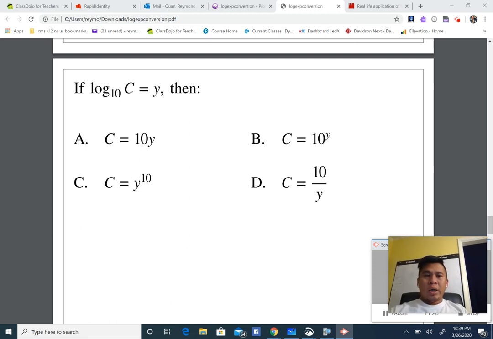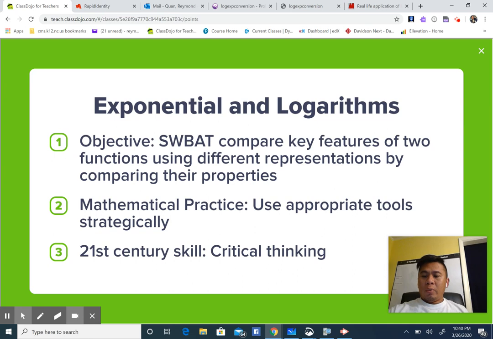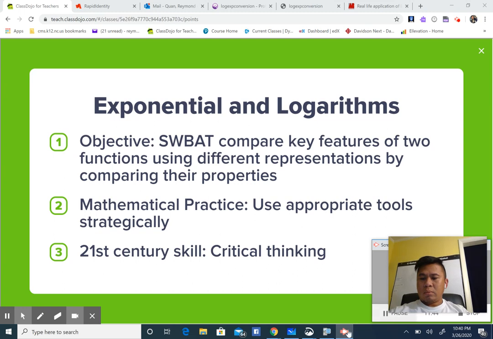Now, please do take time to answer this similar question as we have answered a while ago. Once again, we have done exponential and logarithms.